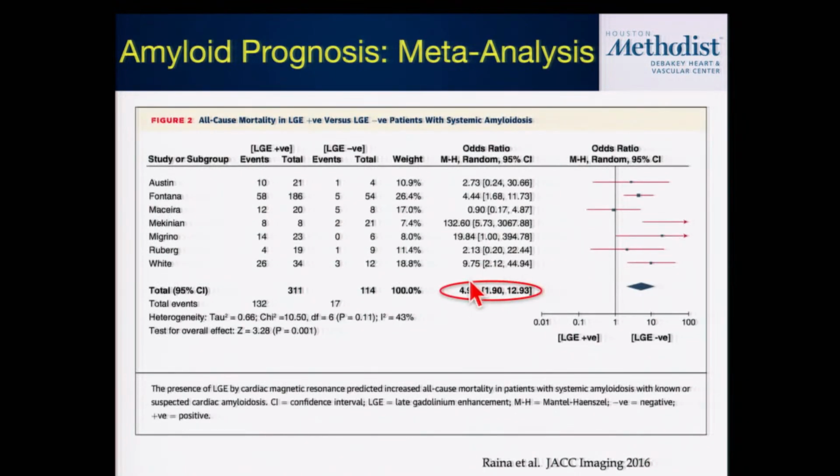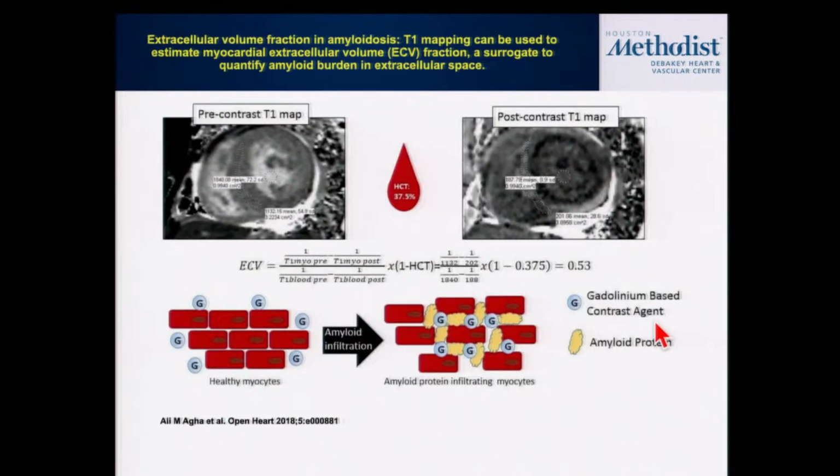This is a meta-analysis which also shows almost a 5-fold higher likelihood of adverse outcomes for those patients with known systemic amyloidosis who also had evidence of LGE on CMR. And then one of the questions that obviously comes up is, what is the mechanism of LGE in this setting, which again is different than in the ischemic or the traditional non-ischemic setting?